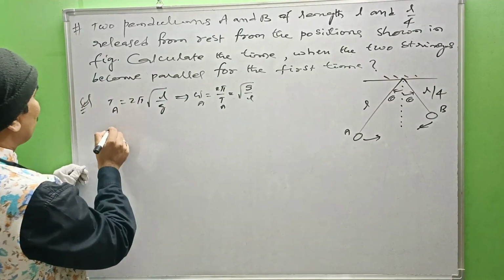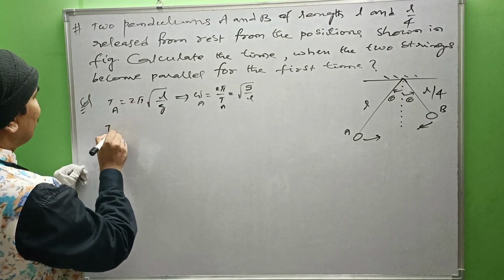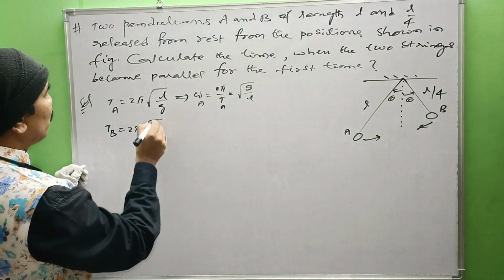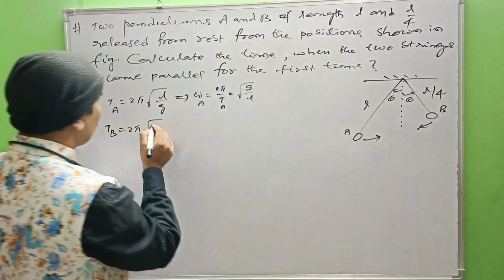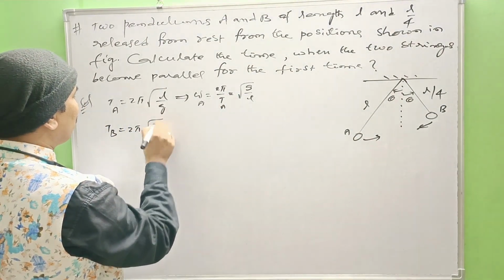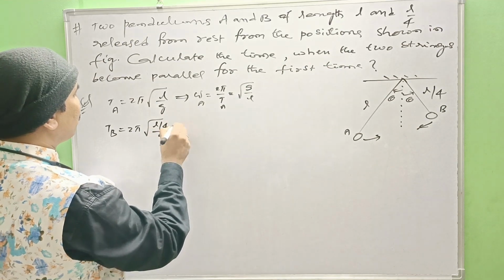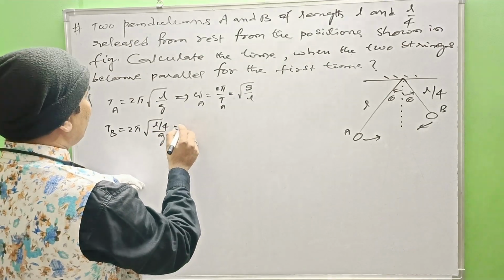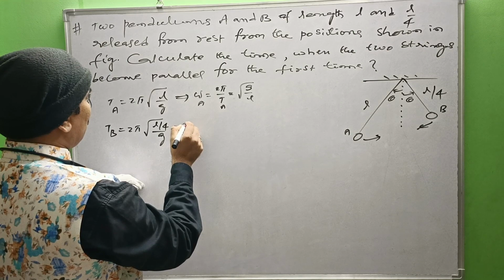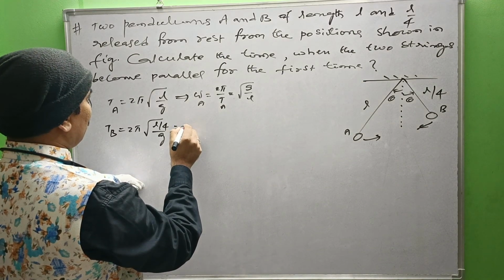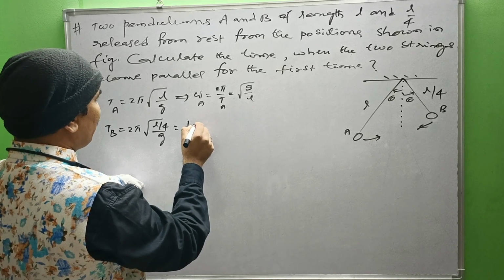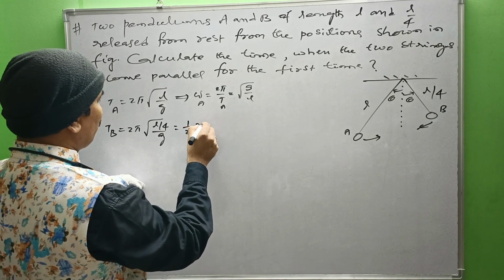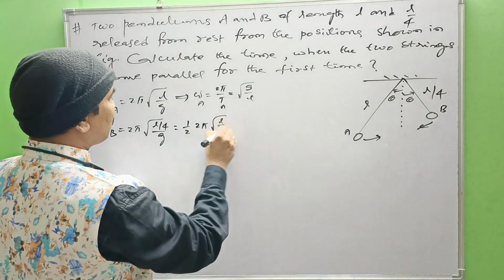That is Tb equal to 2 pi root over, what is the length of pendulum B? That is L by 4. So instead of L, take L by 4 divided by G. That implies 1 by 2 into 2 pi into root L by G.